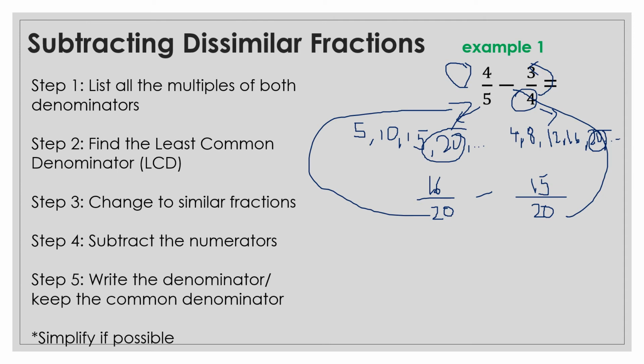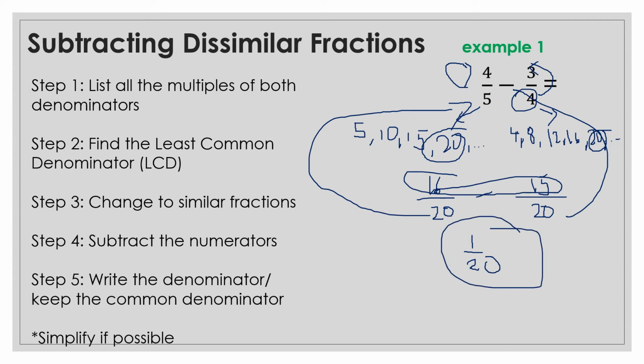4/5 can be written as 16 over 20 and 3/4 can be written as 15 over 20. Now we can subtract. 16 minus 15 is 1. Copy the denominator 20. So the answer is 1 over 20.